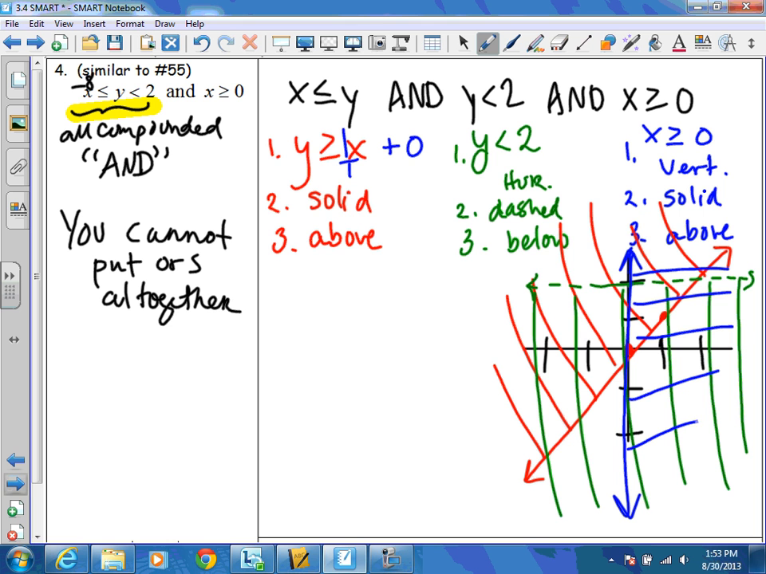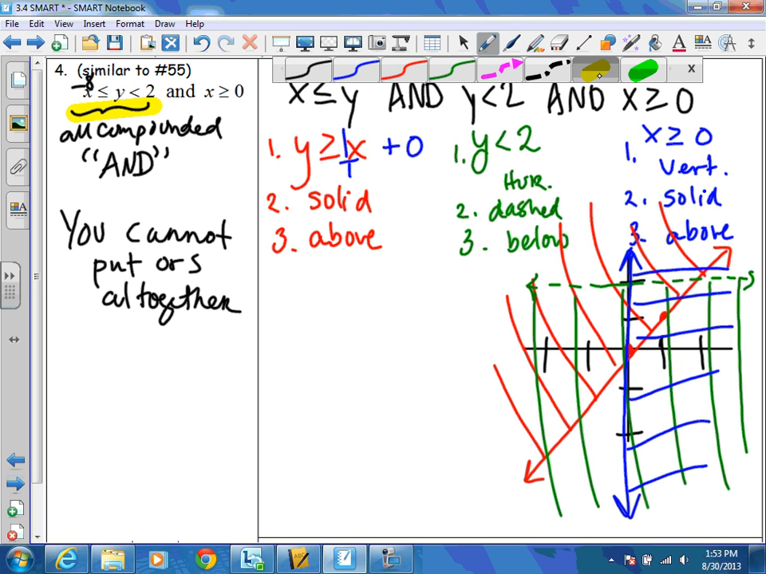So when I go do my shading now, I'm looking where all three overlap. All three of them only overlap at that little right angle right there. Right triangle. Oh, snap.